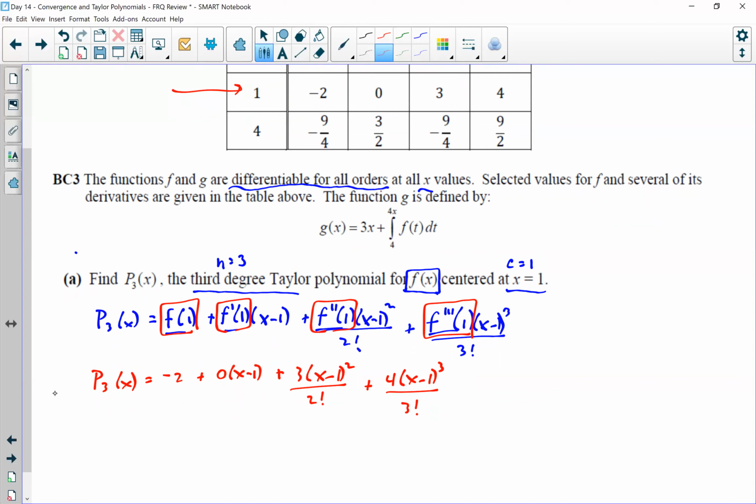Now notice I didn't clean this up. I didn't reduce it. You're always welcome to simplify and reduce. You don't have to include this second term here because there's a 0 in front being multiplied. You can not even include that. I like to just write it out completely and then realizing we don't have to reduce or simplify our answers. So I would just probably leave my answer like this on the AP exam.